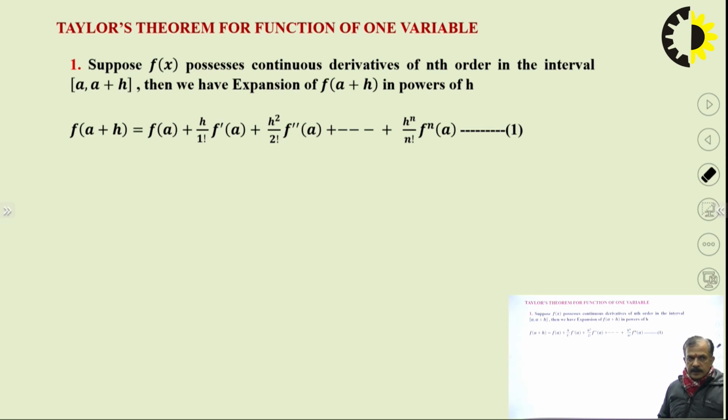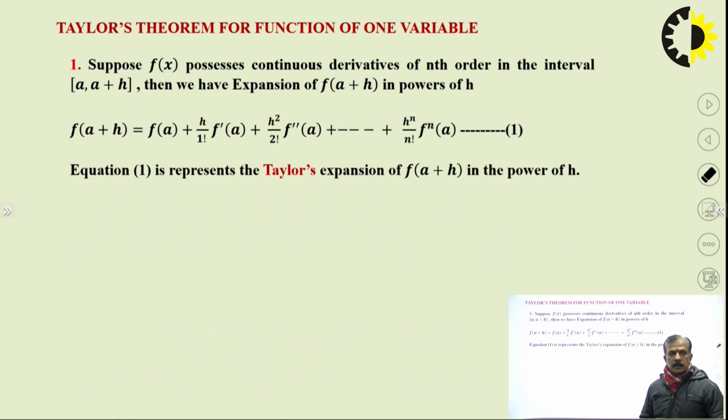f of a plus h equals f of a plus h raised to the power 1 upon 1 factorial into f dash a plus h square divided by 2 factorial into f double dash a plus, in the general term, h raised to the power n into f n dash a upon n factorial. This equation or this expansion represents the Taylor expansion of f of a plus h in the powers of h.